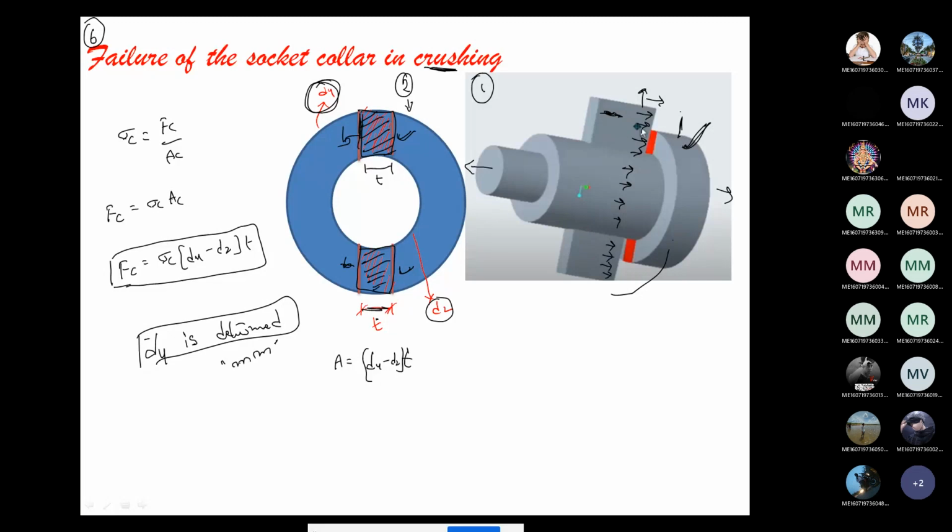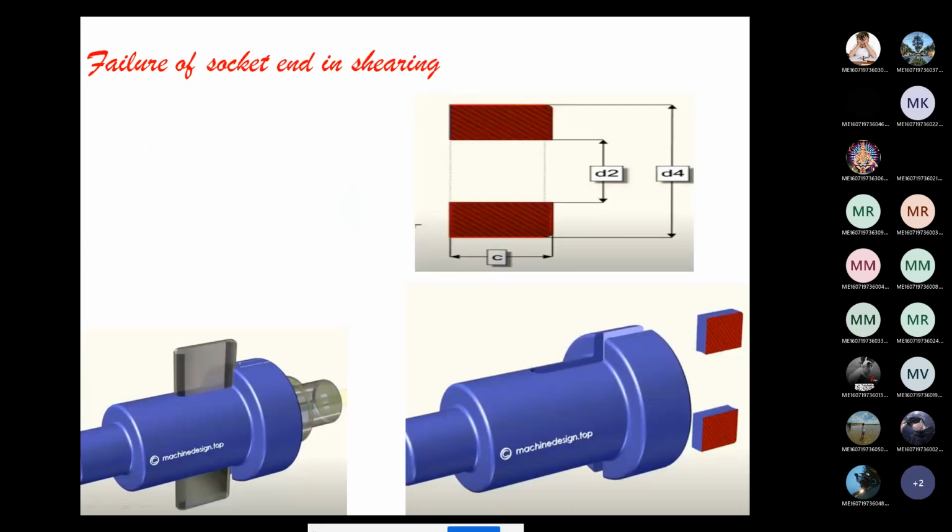This is the sixth failure. Now the seventh failure criterion. What is that? Failure of the socket end in shearing. Which one is the socket end? The socket collar is the socket end. This collar is going to fail in shear.